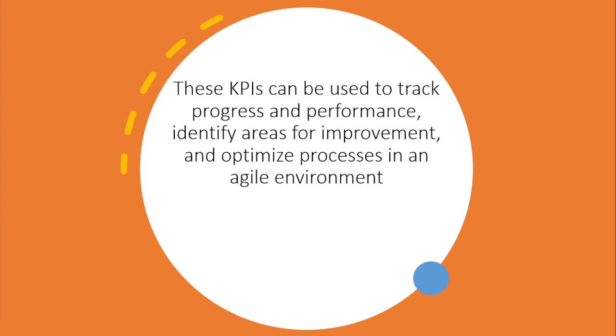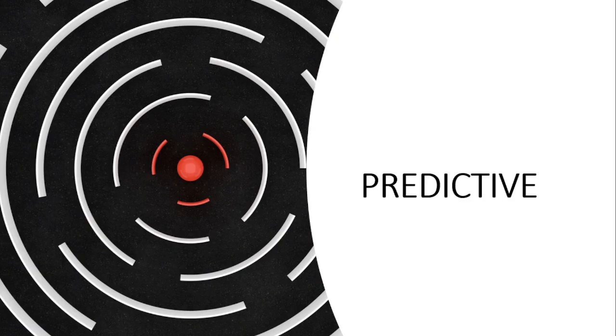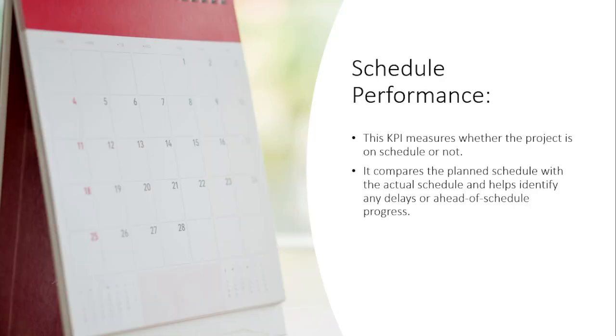Now, those KPIs are for agile. These KPIs that I'm about to show you could be used to track progress and performance from a more predictive standpoint. So let's jump into the predictive KPIs. Number one, schedule performance, SPI. SPI is great. I've used it on projects.